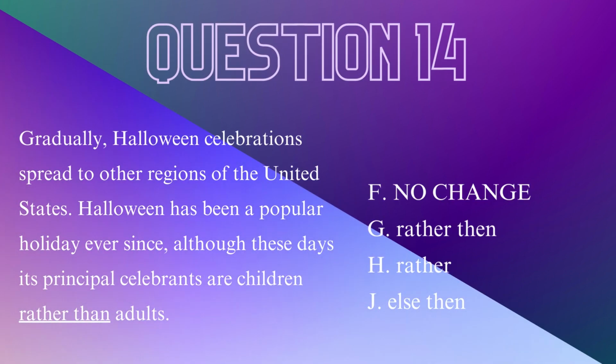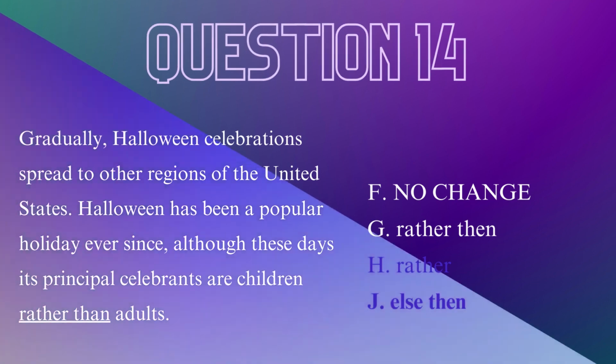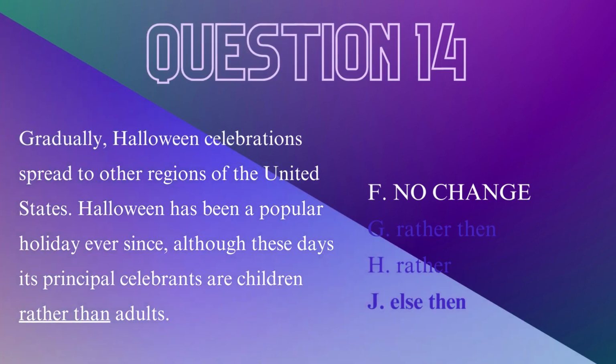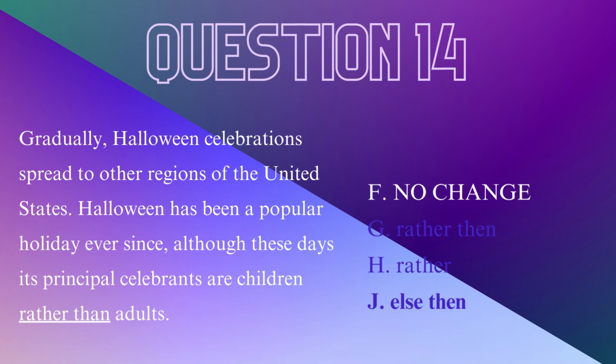Question 14. We're looking at the same sentence, but at a different underlined portion, rather than. If you substitute choice H or J, you find that the sentence no longer makes sense. Is it rather than with an A or rather than with an E? Choice F is correct. This sentence was correctly written as is.